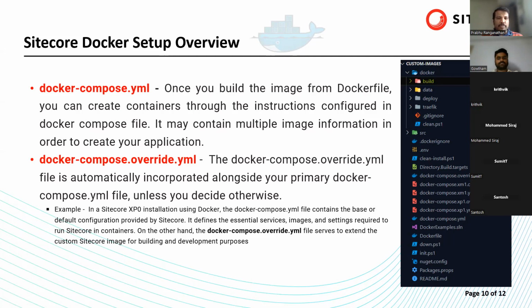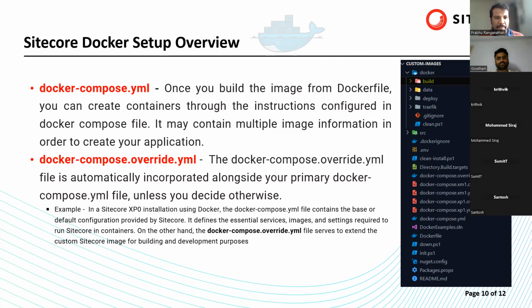So it can contain multiple image information to create your application. That is the main agenda of having this file in your application. In case you have multiple images and you want to club them in a single application as a single container, you have to mention all these instructions over here. And the Docker Compose override YML file is also automatically incorporated with the Docker Compose YML file. How it works in the backend is that at runtime, these files are clubbed and considered as a single YML file.